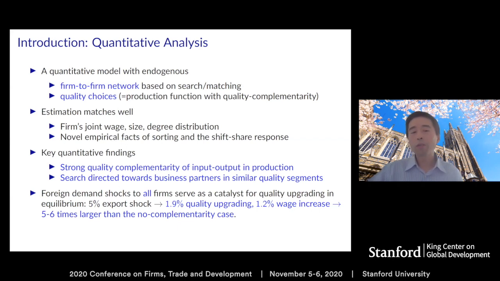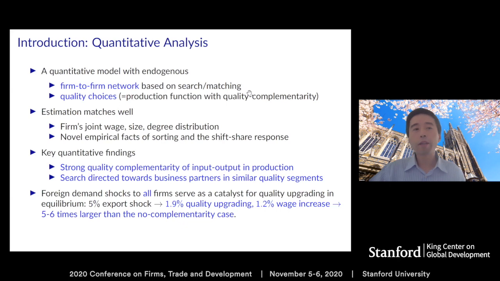When we compare the results by looking at a common demand shifter coming from abroad to all the firms, these demand shifters serve as a catalyst for quality upgrading in the equilibrium. So in the general equilibrium, what we see is a fairly significant quality upgrading process given a 5% exchange rate shock. In terms of magnitude, these complementarities generate a non-trivial amplification, also back to what Paco was talking about yesterday. These magnitudes are around 5 or 6 times larger than the case when we don't have this complementarity built into the input-output network production process.